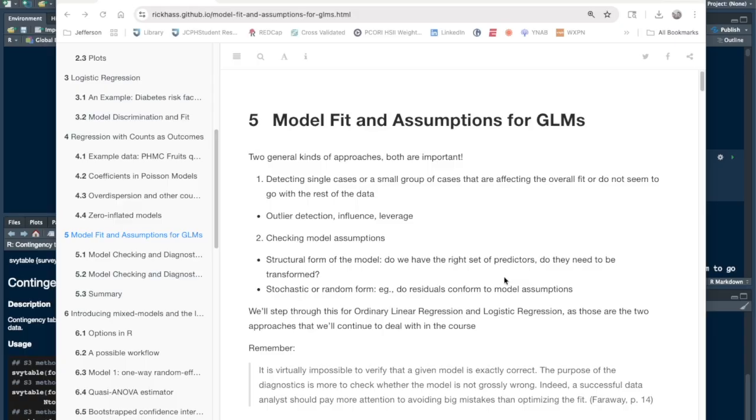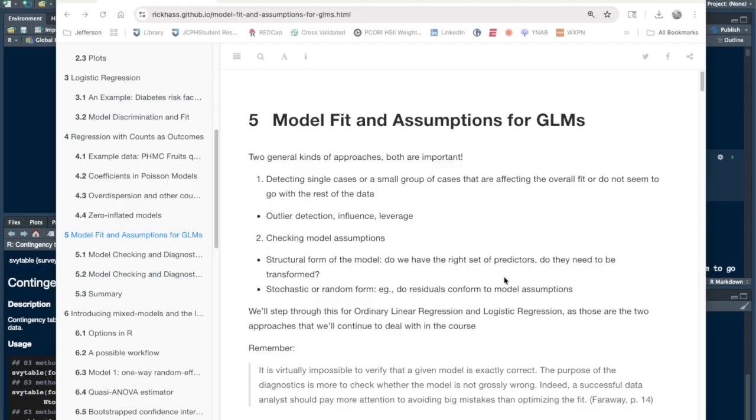So what we're going to do is basically two things. First, we'll talk about looking at single cases or a group of cases or observations that don't seem to go with the rest of the data or are affecting the overall fit too much. This falls under three terms, one of which is not really well defined, which is what is an outlier. But then two other terms that are a little bit better defined, influence and leverage, which in some ways can define an outlier, but in other ways don't.